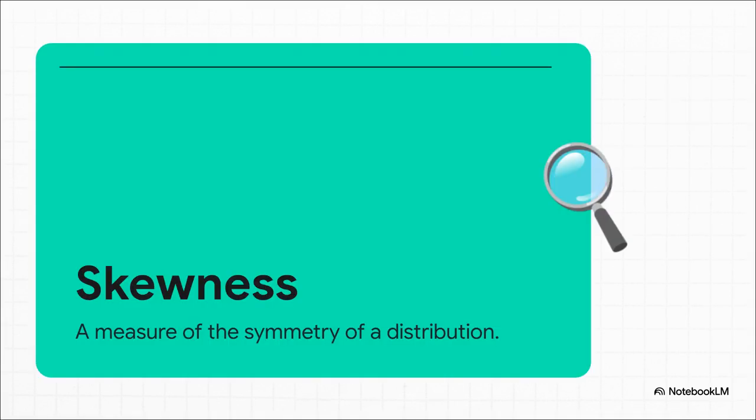Now, that summary table also gives us values for something called skewness and kurtosis. Don't let the names intimidate you, okay? Skewness, like it says here, is really just a measure of symmetry. It tells us if our data makes a nice, perfect bell curve, or if the scores are kind of piling up on one side or the other.